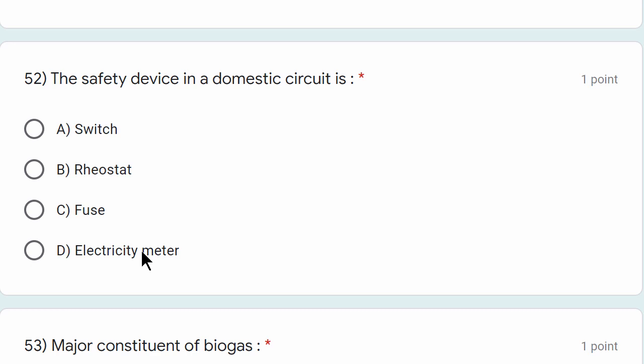Next question. What is the safety device in the domestic circuit? Switch is not a safety device. Rheostat is used to change the resistance. Fuse is the safety device. Electricity meter is used to measure how much electricity you use.